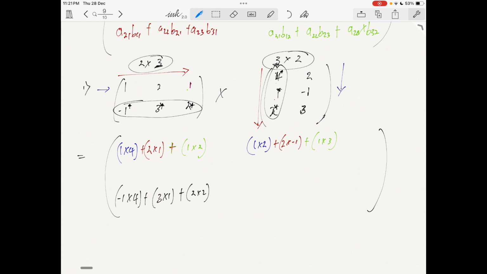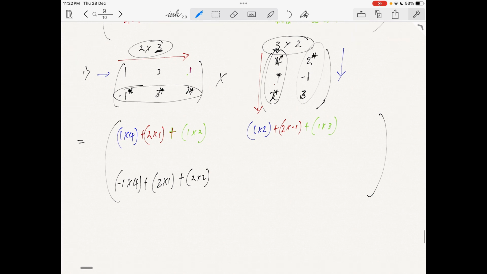And then we'll now look at -1, looking at the second column. Okay, now we're coming here. That'll give us -1 multiplied by 2, +3 multiplied by -1 and 2 multiplied by 3.